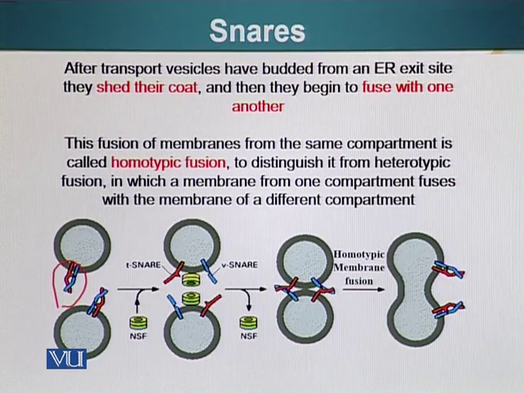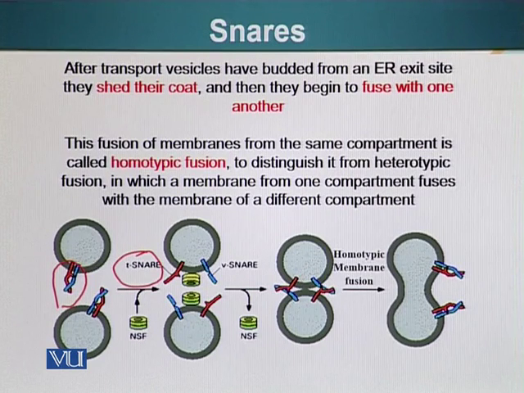I have to tell you here that there are many different types of snare proteins, of course, which help target specific vesicles to specific target sites. And these T snares and V snares basically help vesicles maintain the specificity of their target. T snare is the target snare. This is the target vesicle or target organelle. And in this case, since this is homotypic fusion, both these T snares and V snares are present on the same vesicle. But just to clarify, T snare is the target snare and V snare is the vesicle snare. So these two snares will fuse with one another.